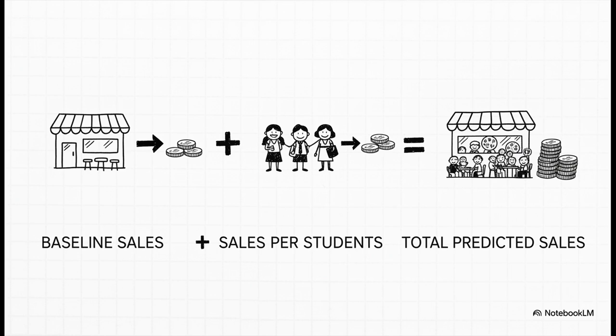But the number 5, that's the real engine of our prediction. It means for every extra 1,000 students in an area, sales are predicted to jump up by $5,000. All of a sudden, Armand has a seriously powerful data-driven tool for scouting new locations.